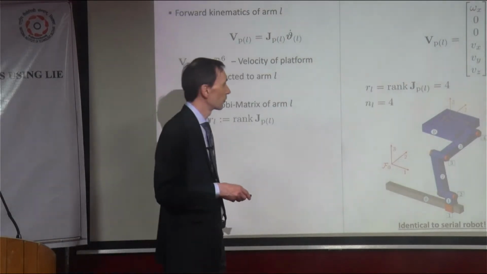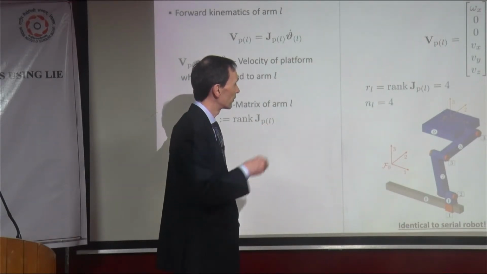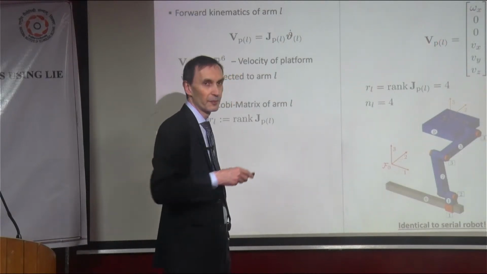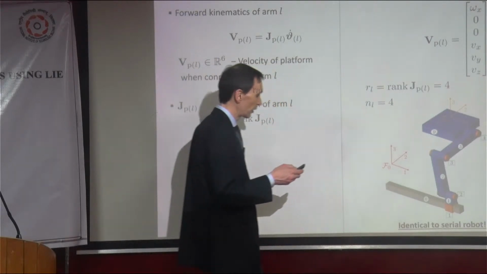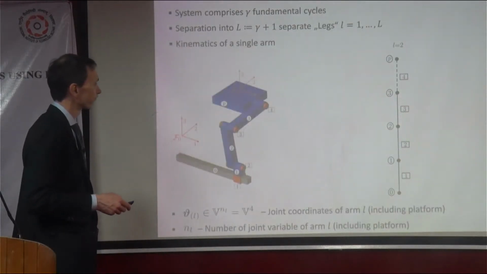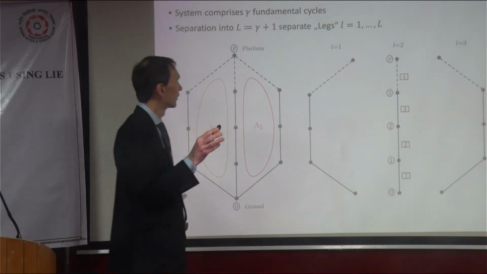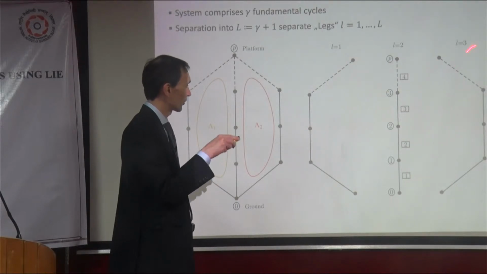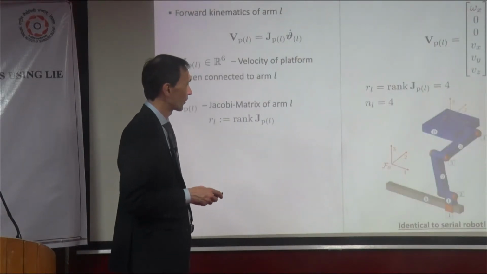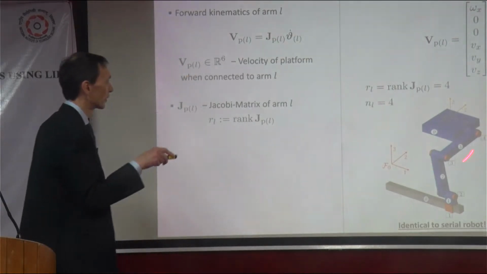Okay, and to confuse you, we need to have more notations. So VPL is the twist of the platform when it is connected only to the limb L. Remember that we numbered them. We numbered the individual limbs by L from 1 to as many as we have. In this case, we have 3. Right? We have 3 limbs, 1, 2, and 3, which is this and this and this, and then this is it. So VPL is the twist of the platform when only connected to limb L.